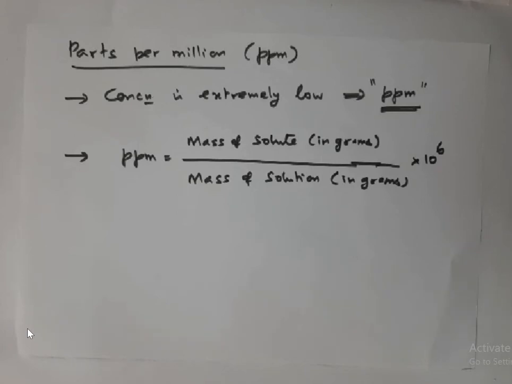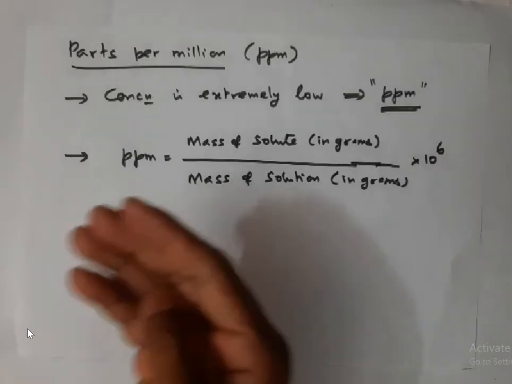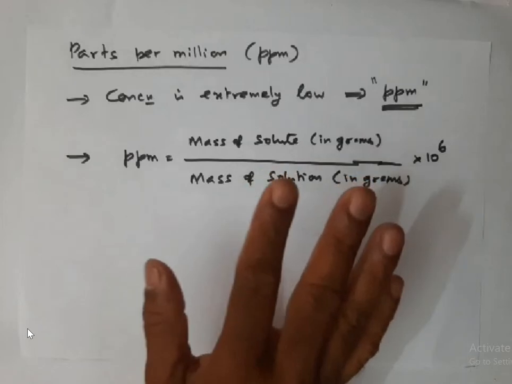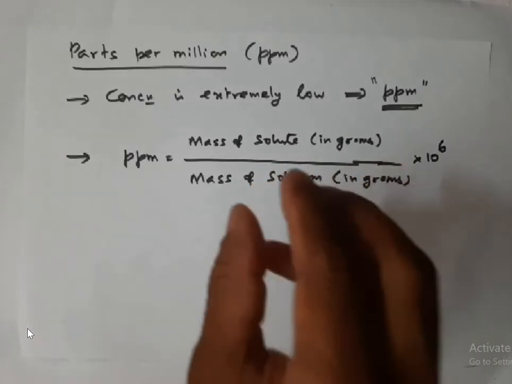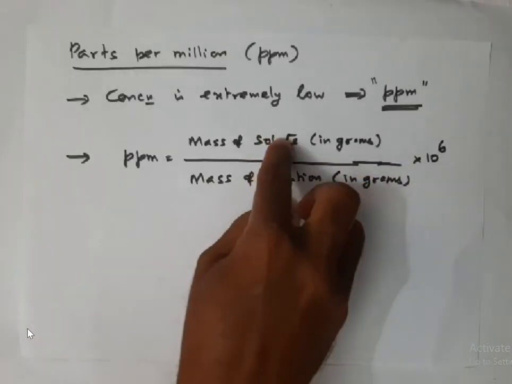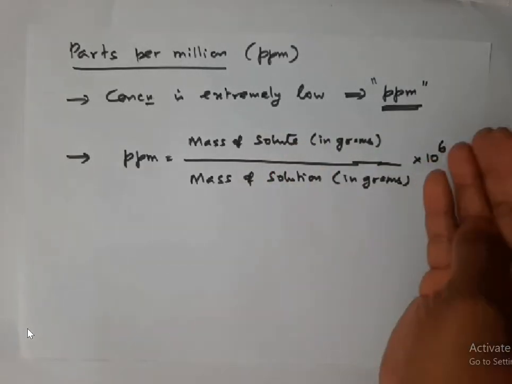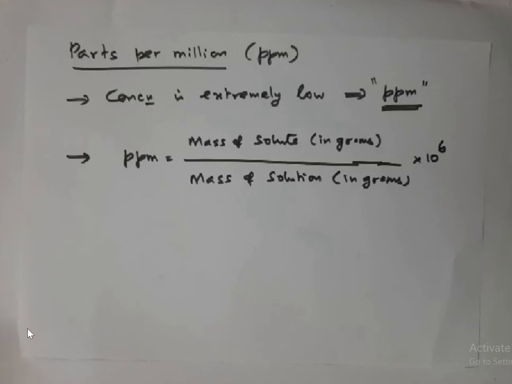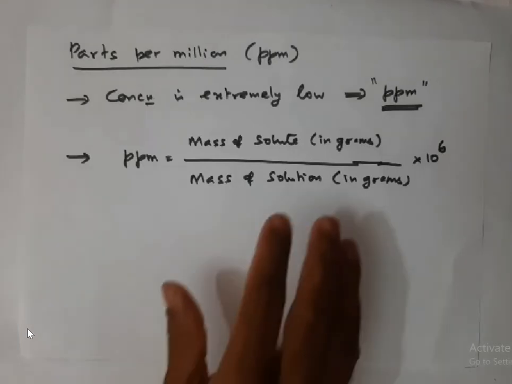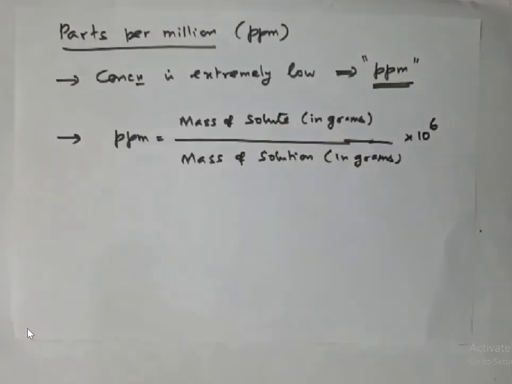By definition, parts per million means the number of parts of solute present in 10 power 6, or 1 million, parts of solution. Students, take down this. This is very, very important.